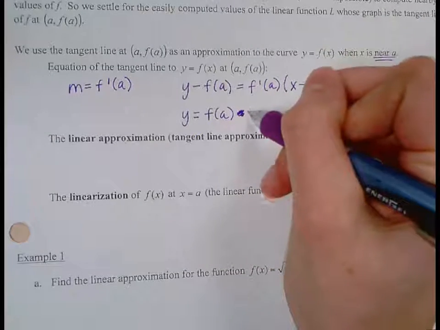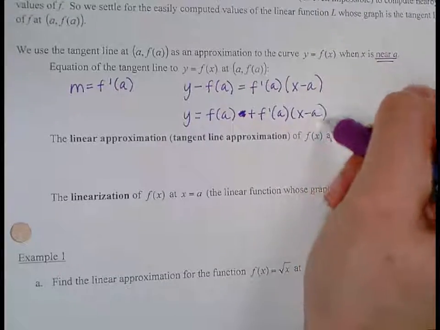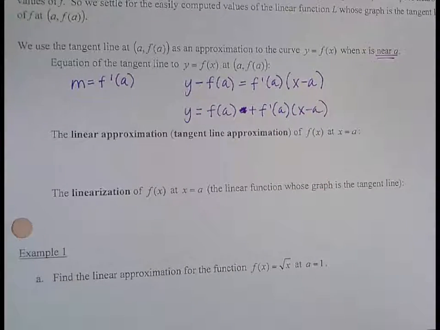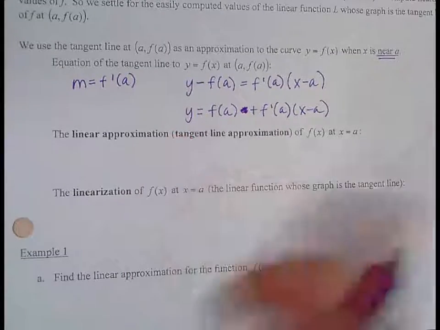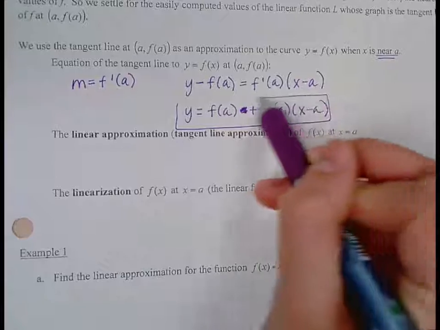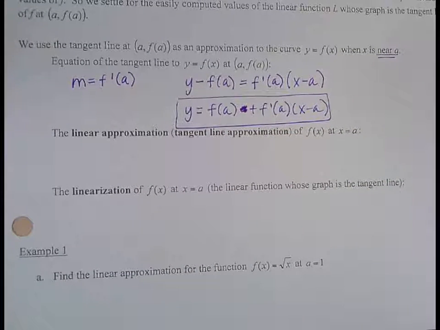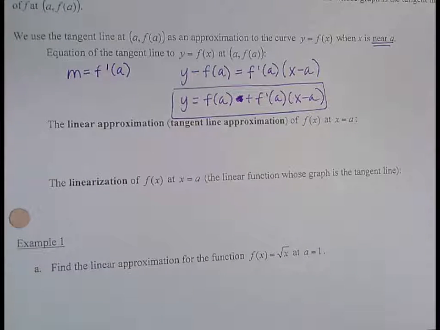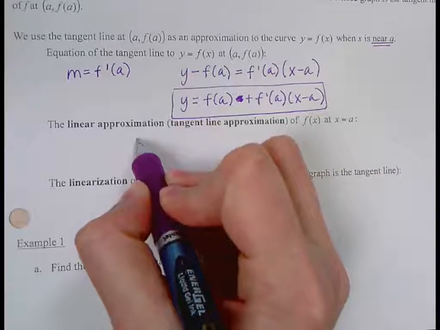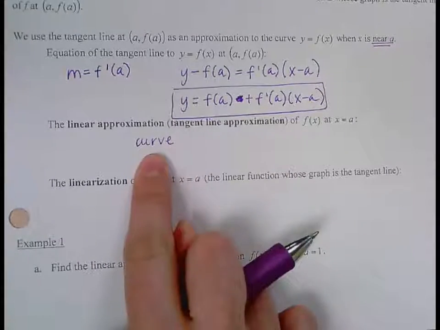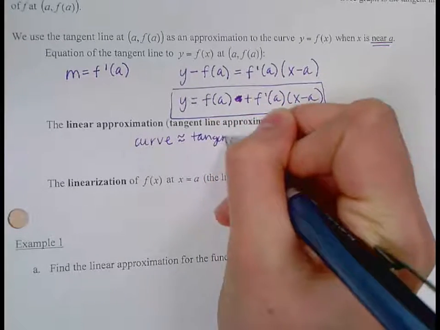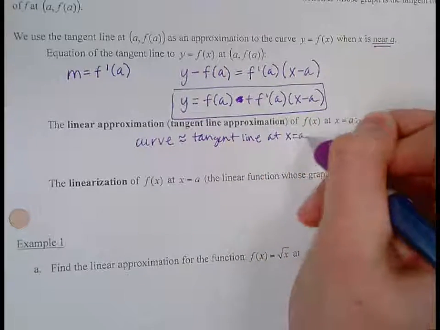So I'm going to add f of A to the other side and write it this way. So I'm just adding that f of A to the other side in front of the f prime of A times the quantity x minus A, because like I said, with linearization, you are going to want to get the y alone. So this is what we would refer to as the equation of the tangent line for any function f of x at the point A, f of A. Then when you are talking about a linear approximation, which is also referred to as a tangent line approximation, what this is saying is that the original curve you're starting with is approximately equal to your tangent line at the x value A.